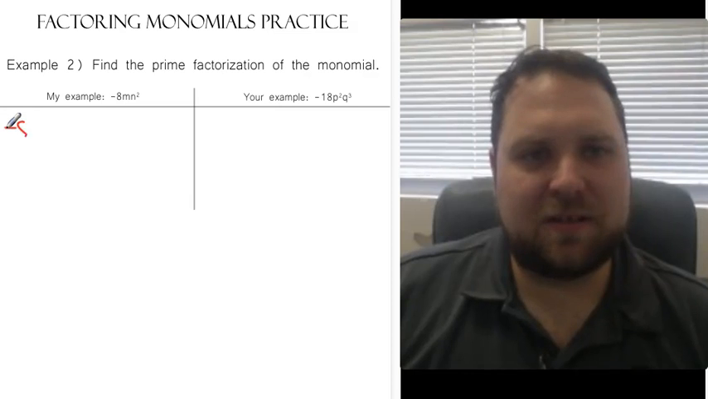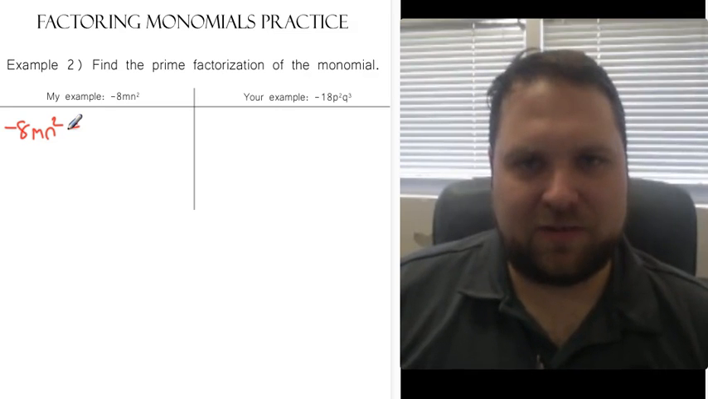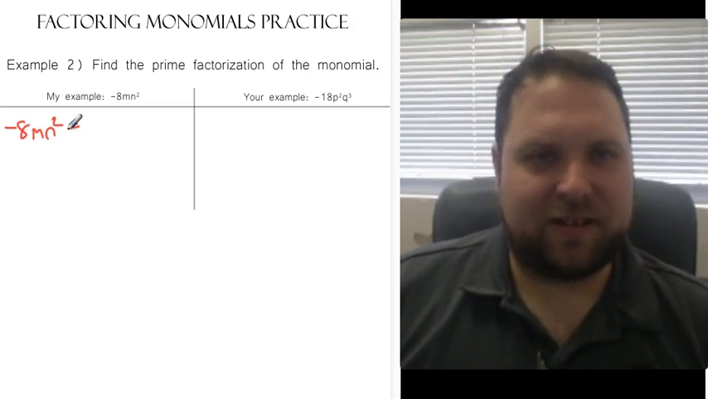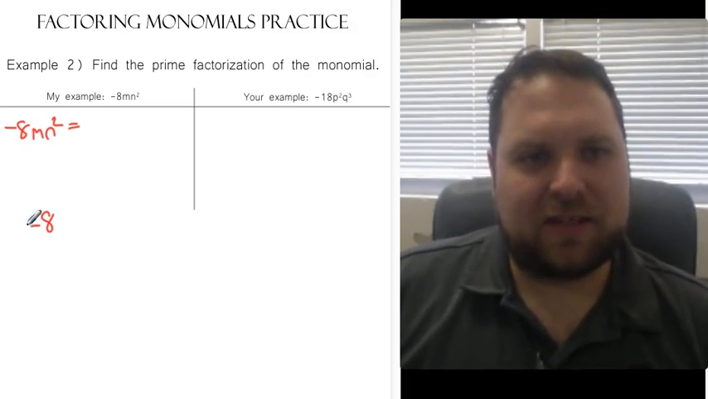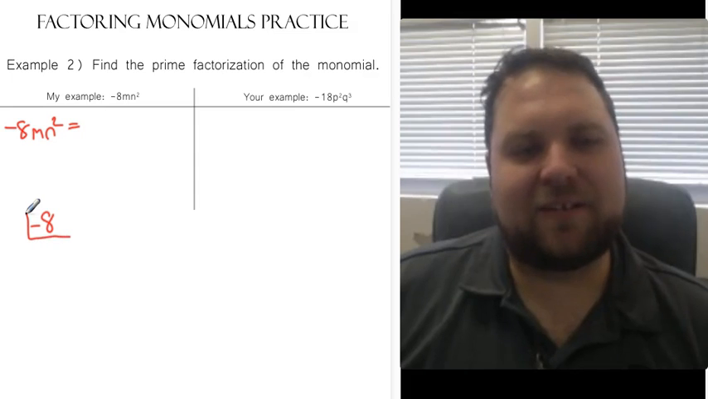So let's start by writing the monomial down in anticipation of our factors. Let's go ahead and have you do that as well. Very good. Now I'm going to take my coefficient and I'm going to factor it.